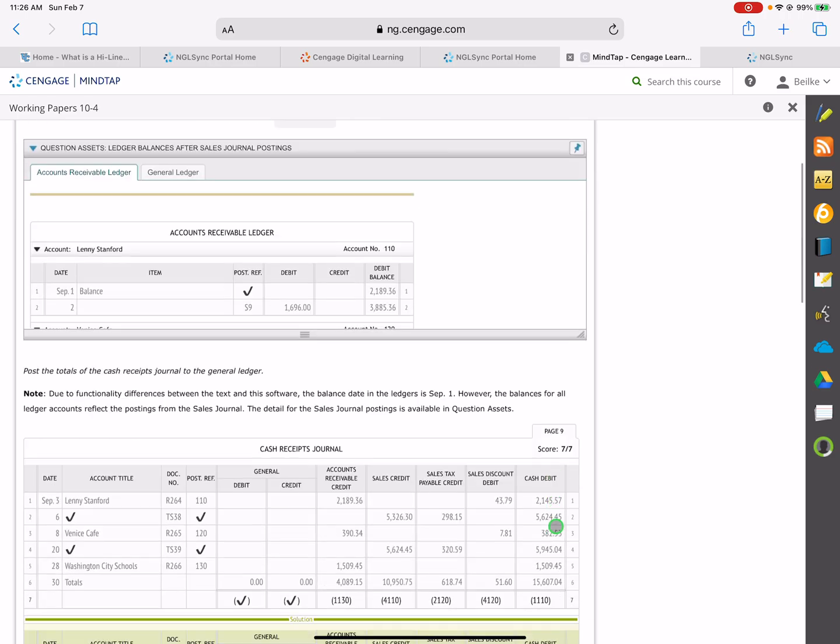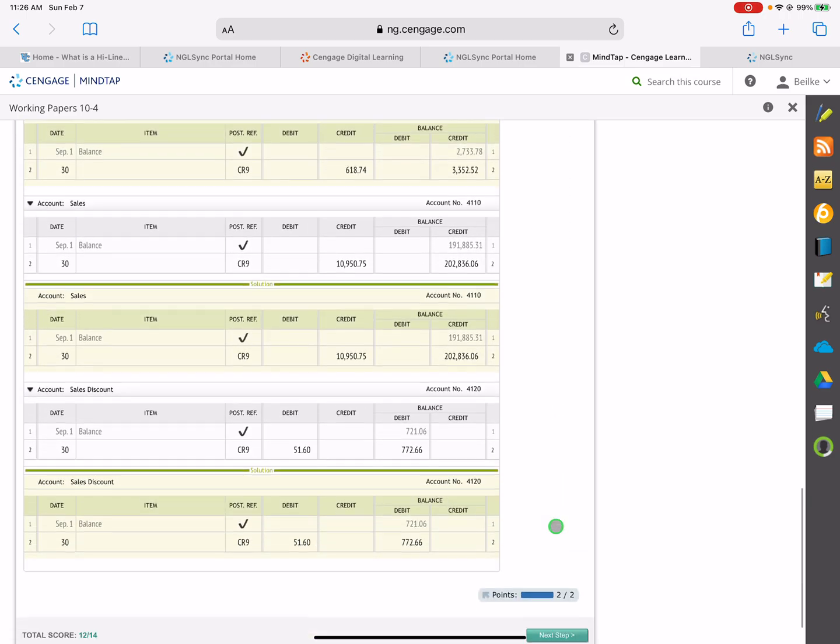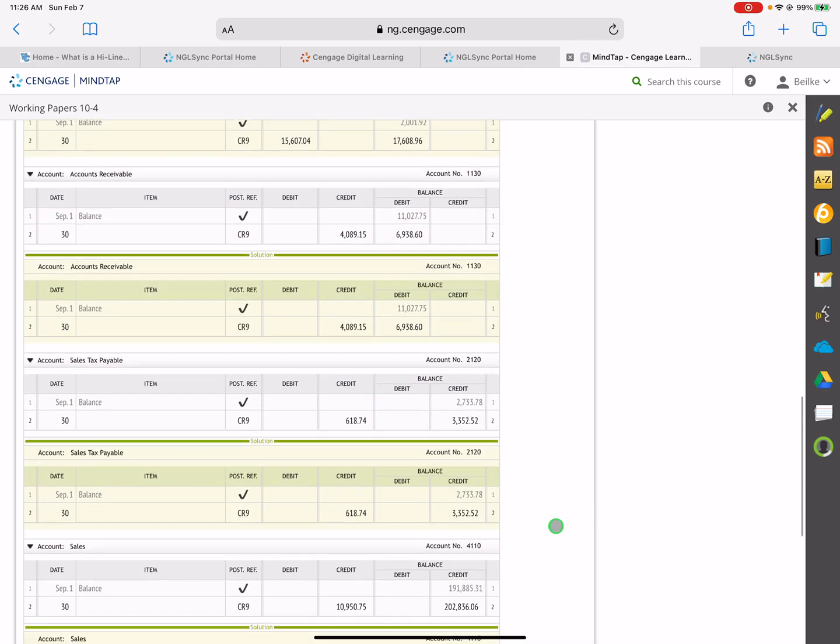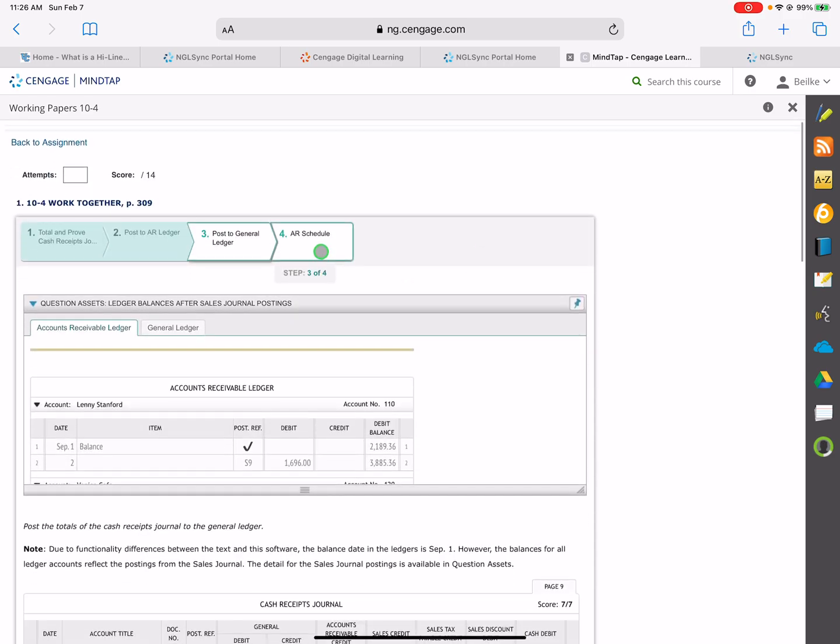These should all be correct. Let's see if I messed up. Nope, looks good. One thing you'll want to remember, as part of this, here's our accounts receivable, 6,938.60. Remember that number? That should be the number we come up with when we do our schedule of accounts receivable in our next step.